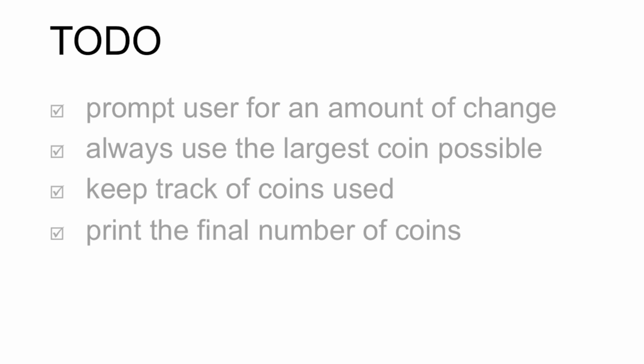Now we know how to prompt the user for an amount of change, ensure that that input is valid, and then we have two possible ways of implementing the greedy algorithm of always using the largest coin possible. Because we've kept track of how many coins we're using, we can then print that value at the end, telling the user how many coins they're getting back.